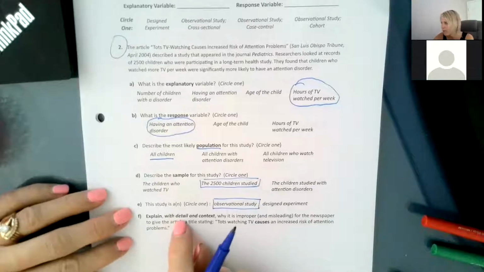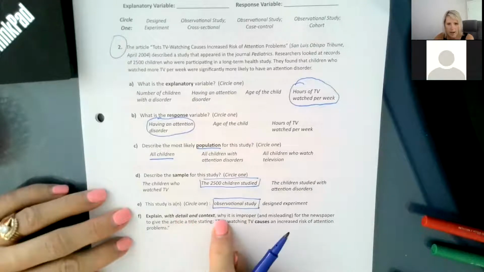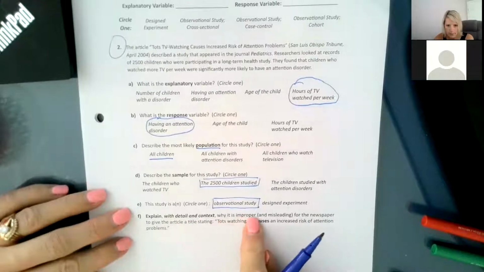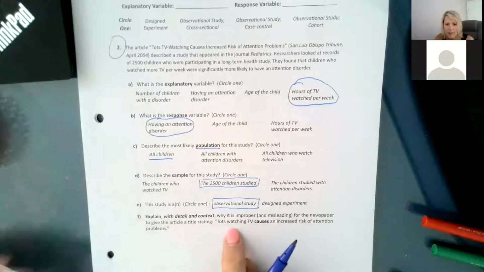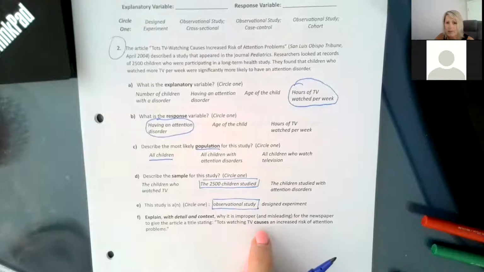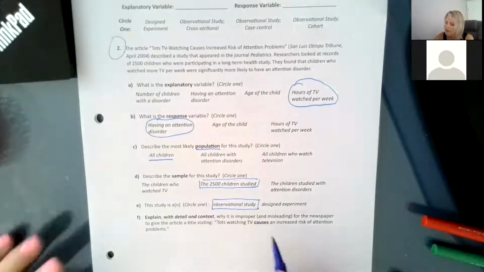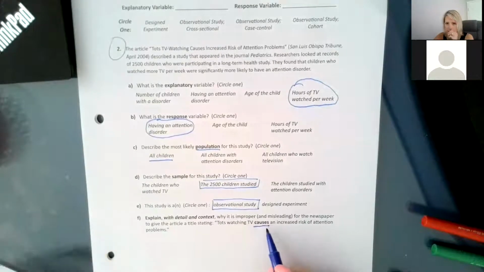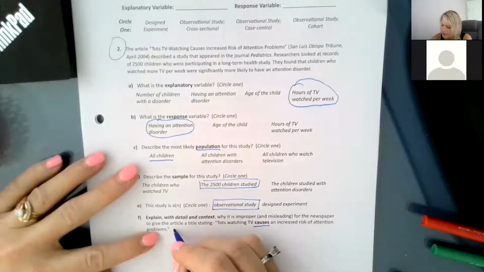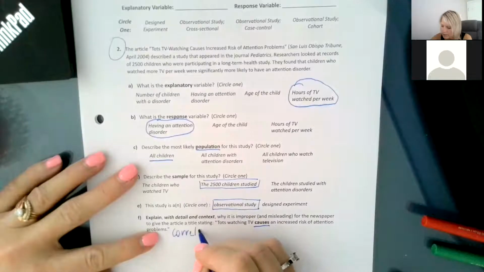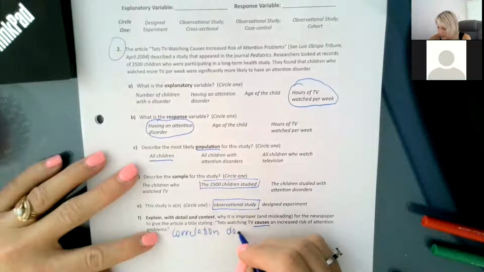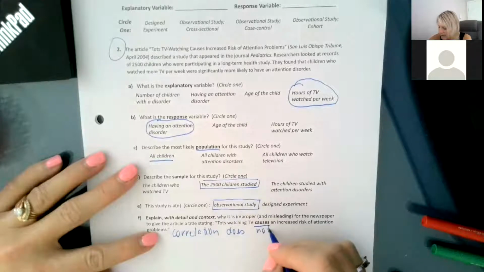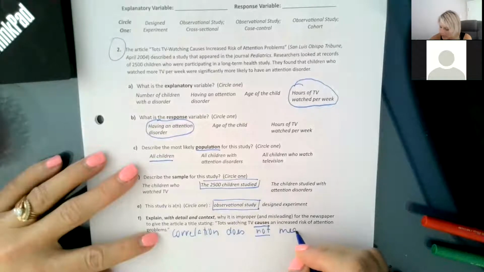And F says, explain with detail and context why it is important or improper for the newspaper to give the article a title stating Tots watching TV causes an increased risk of attention problems. So the word causes here is highlighted in bold because correlation does not mean causation when we have an observational study. Correlation does not mean causation.